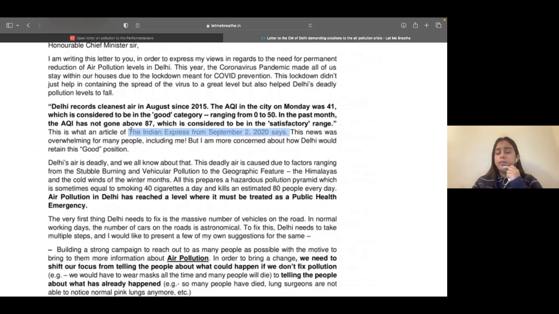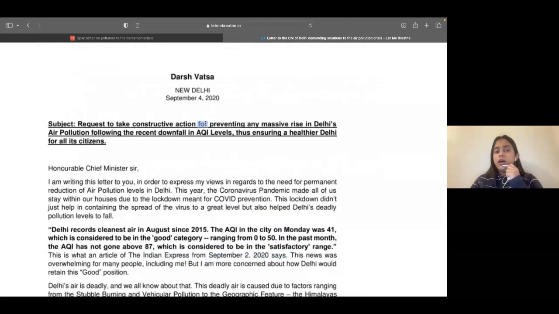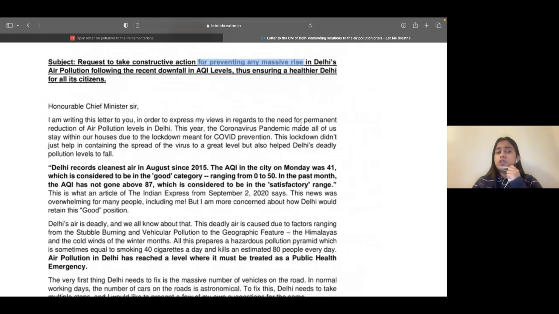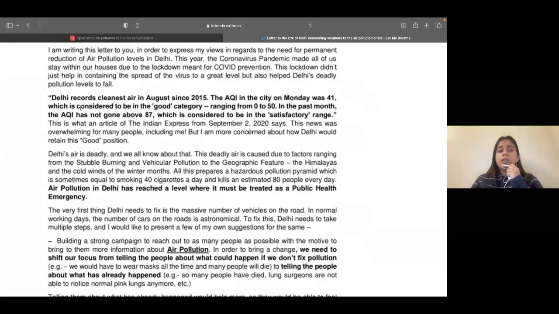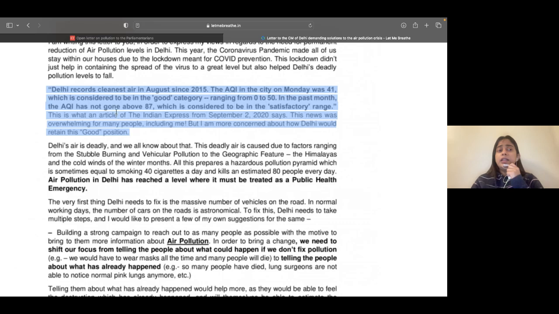So everything that the person is communicating is in a context where you are suggesting preventive measures. Please keep in mind that this is not just a letter of complaint, like a letter written to the municipal corporation, or a letter requesting leave from college. This is a letter that is also suggesting preventive measures. So the person begins in somewhat the same way of citation that we may follow in our essays: Delhi records cleanest air in August since 2015.